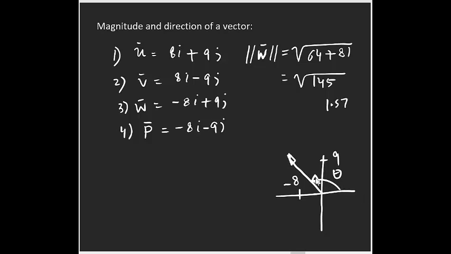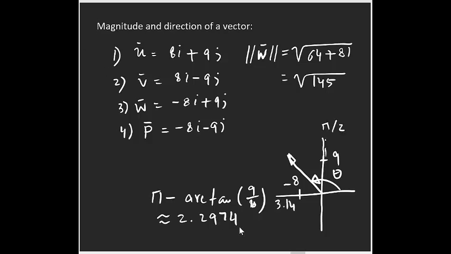So my vector is making angle theta with x-axis must be more than pi by 2 or more than 1.57. So how do you find this? First we'll take the reference angle, 9 over 8. So we used to say arc tangent 9 over 8. And since I'm in second quadrant, I just say pi minus. And then grab a calculator and see whether it is below 3.14. And you can see clearly, when I put it in the calculator, pi minus arc tangent 9 over 8 gives me 2.2974. And you can see here, that's the angle, more than pi by 2, less than pi. That's it.